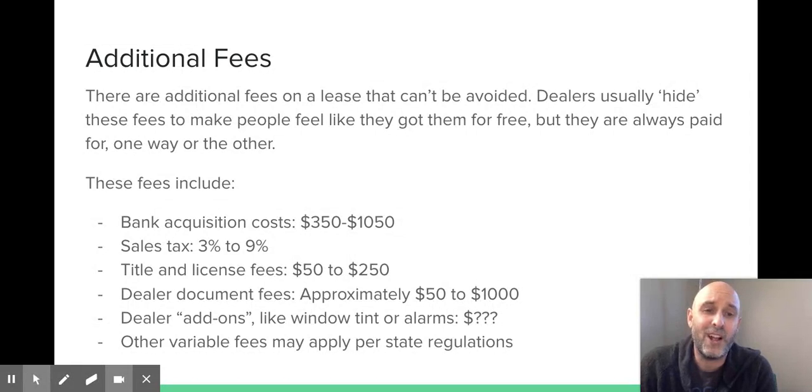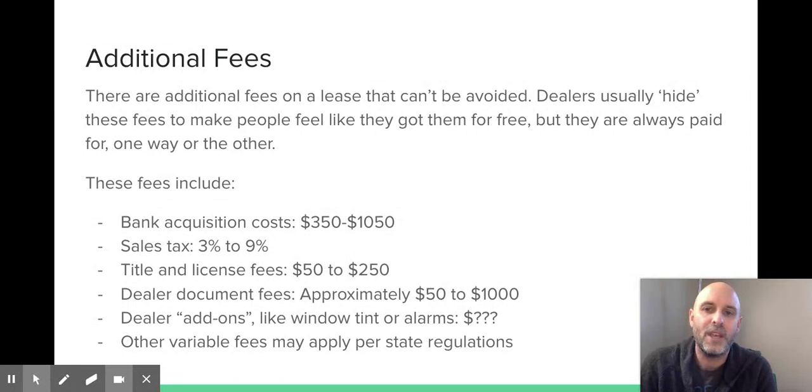$50 to $250 is the general range that you see. Again, you're not getting out of paying the state. Dealer document fees. These can be negotiated sometimes. Dealers are less likely to do it, and usually if they drop the document fee, they're going to add something else on anyway. They've got to make their money some way.